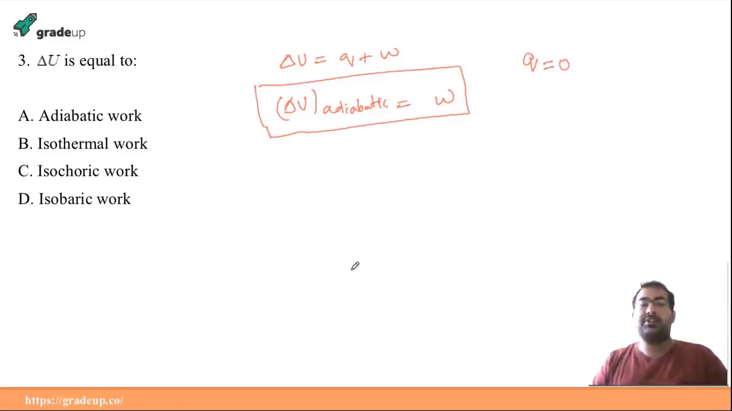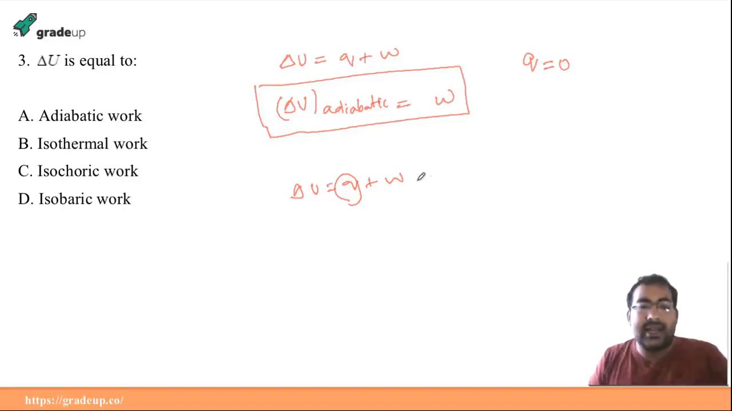This is a fairly simple question. The first option suggests the answer, and you can see the other options as well. If you had taken isothermal work, isothermal doesn't mean that Q is 0, so it isn't equivalent to the work done. Isochoric, again you don't have the same thing. Isobaric, you don't have the same thing. So the first part is correct because Q is 0 in case of adiabatic. That's why the delta U of an adiabatic process is equivalent to its work done.